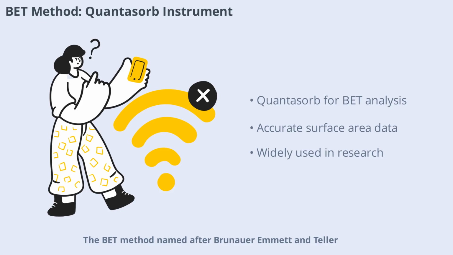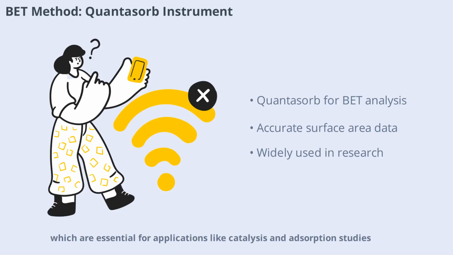The BET method, named after Brunauer, Emmett, and Teller, is a standard technique for measuring surface area. Instruments like the Quantasorb are designed to carry out this method efficiently. By analyzing how much gas is adsorbed onto the particle surface, the instrument provides accurate surface area measurements, which are essential for applications like catalysis and adsorption studies.